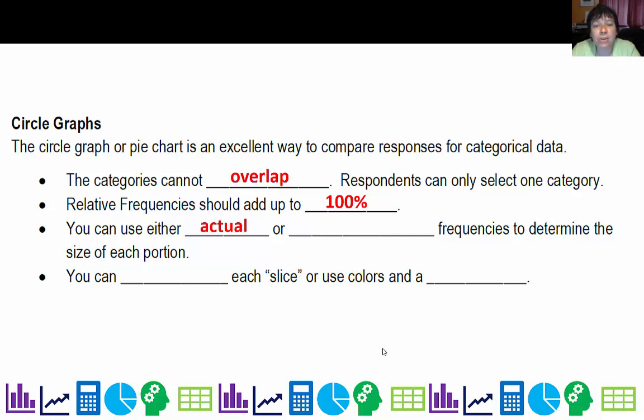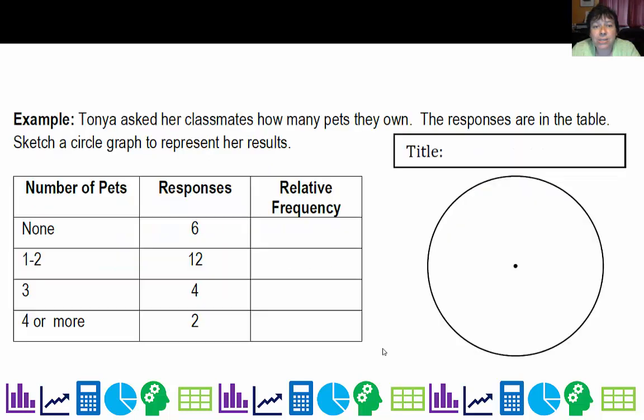Now, you can use either actual or relative frequencies, and you can label each slice or use colors in a legend, which is always nice. So in this example, Tanya asked her classmates how many pets they own. The responses are in the table, and we're going to sketch a circle graph. Now for me, I can see that the total number here is 24. So I could slice this up into 24 slices, but that's a little difficult. If this had been a smaller number, this actually might have been easier to slice up.